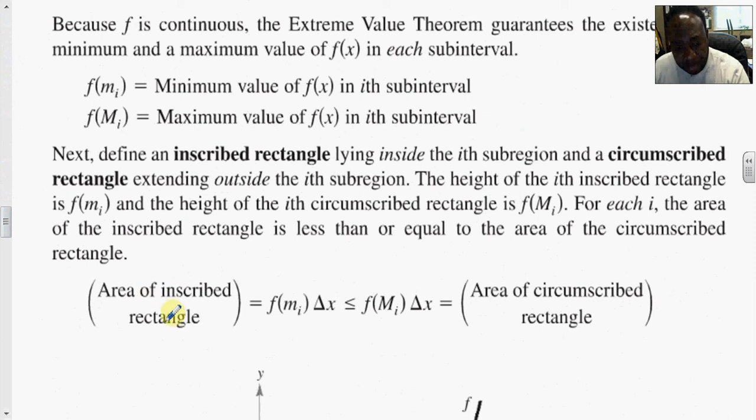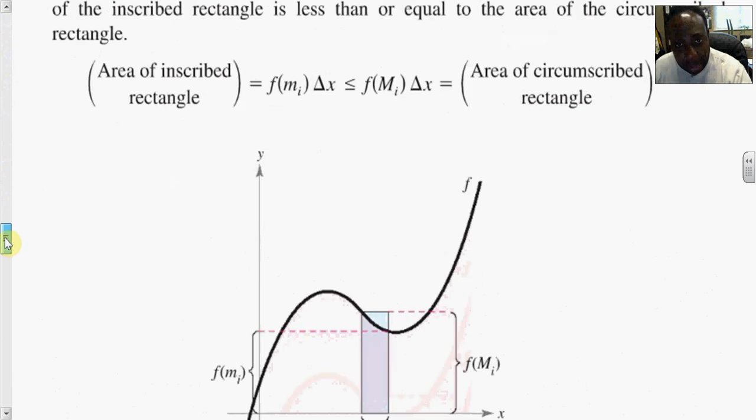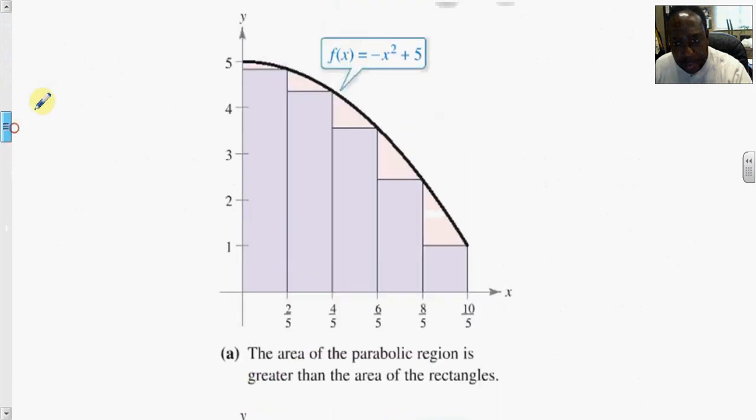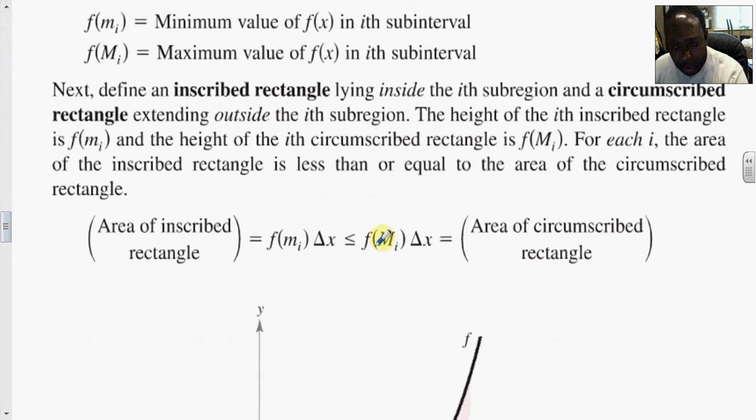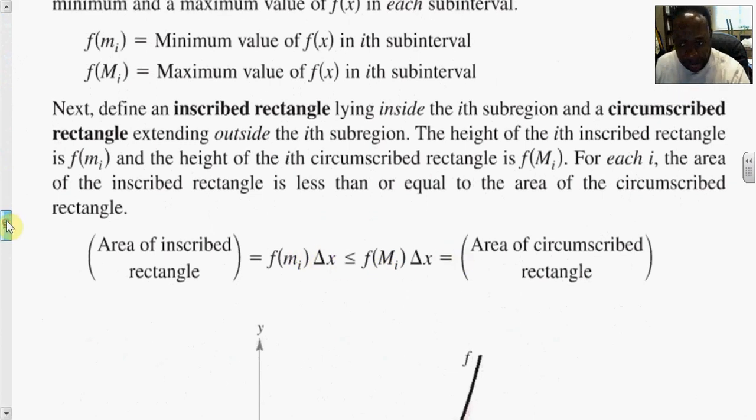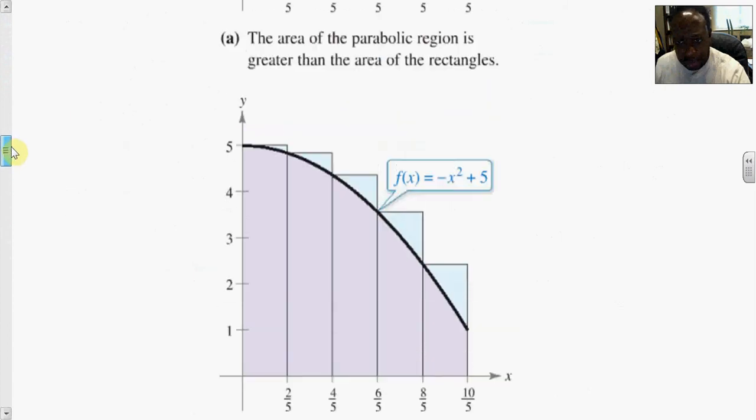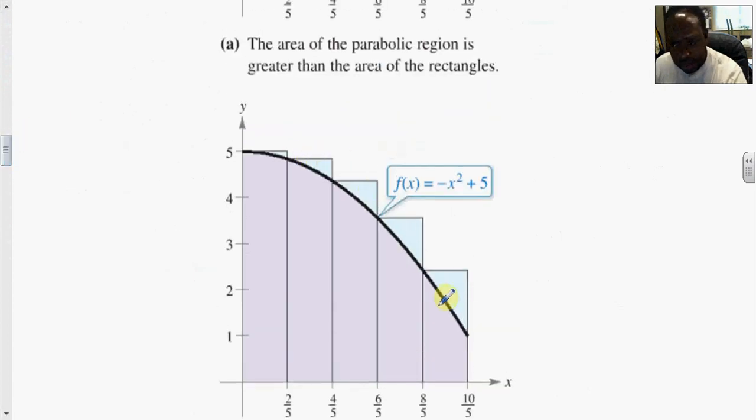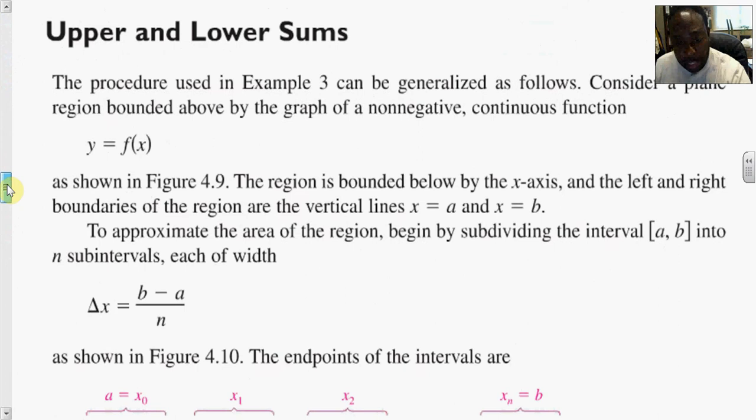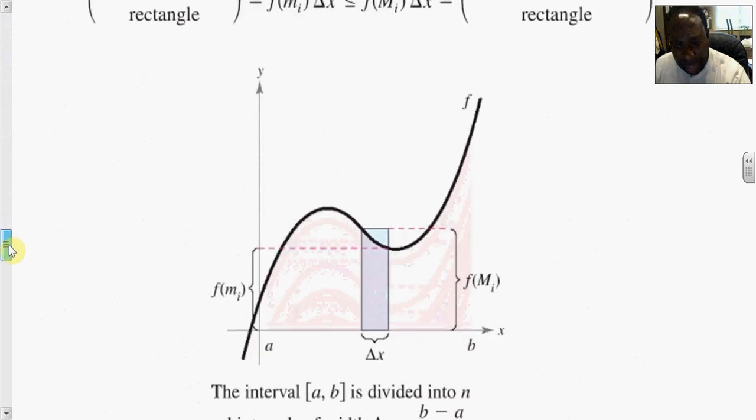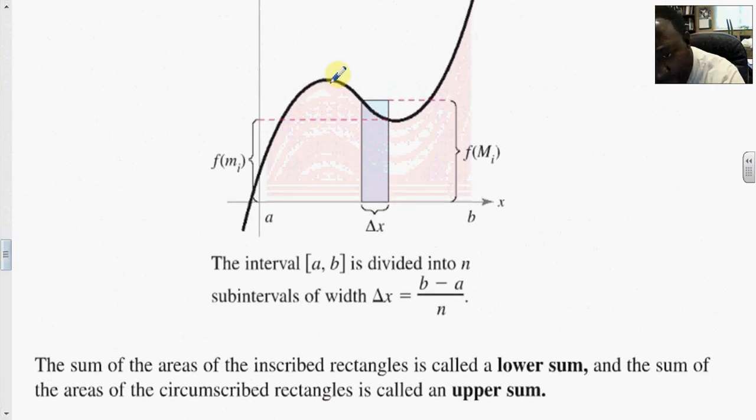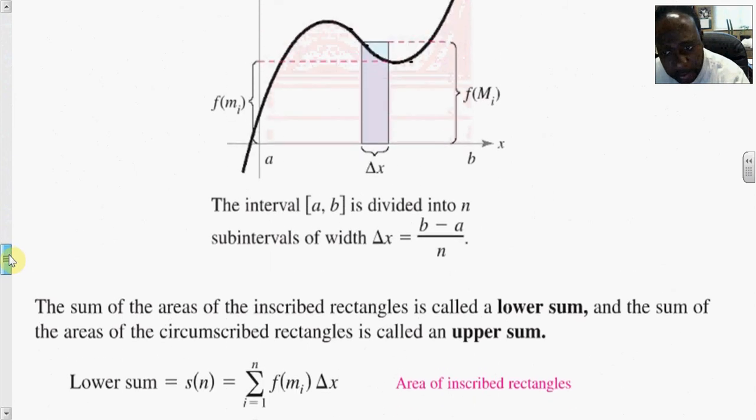So we said that the area of the inscribed rectangle, that's this guy, is going to be less than the area of the circumscribed rectangle, which is these rectangles here. But what you want is going to actually lie right in the middle of that. We're going to call that the number c sub i. And so c sub i would give us a number that's going to be on the so-called curve itself.